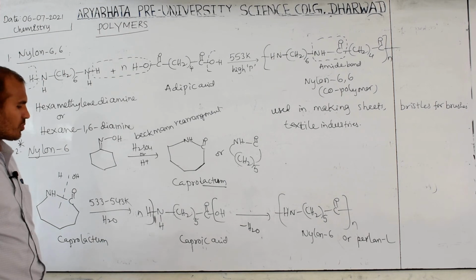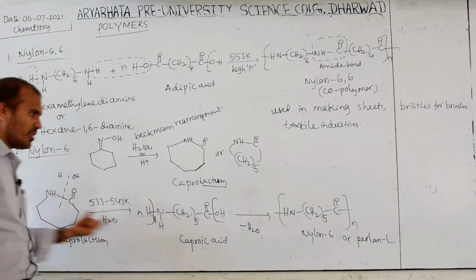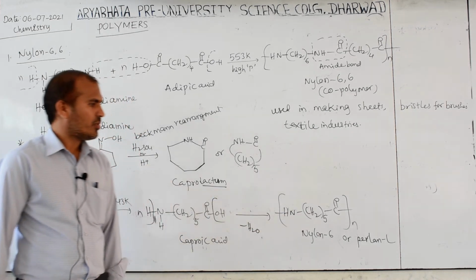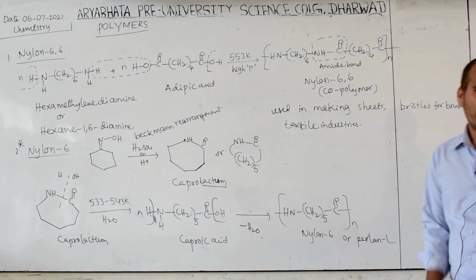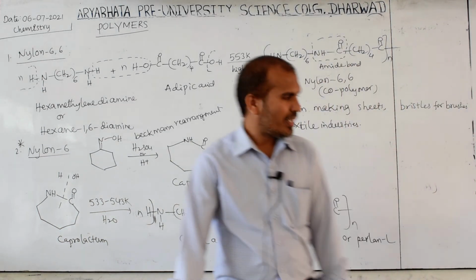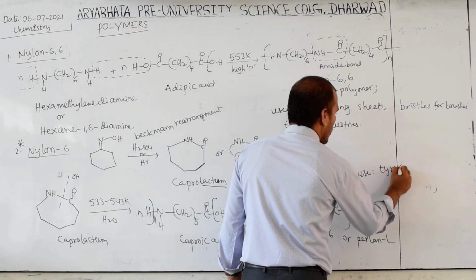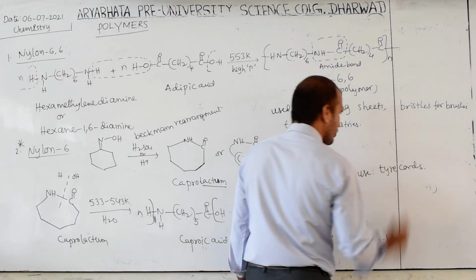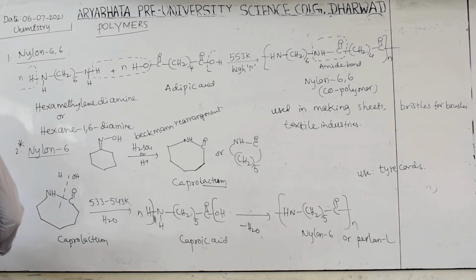Clear? This middle step may not be there in your textbook. Directly from this you will get this one. So now Perlon L, and next, its uses. It is used in tire cords. Uses: tire cords. And some uses of nylon 6: tire cord, fabrics and ropes.